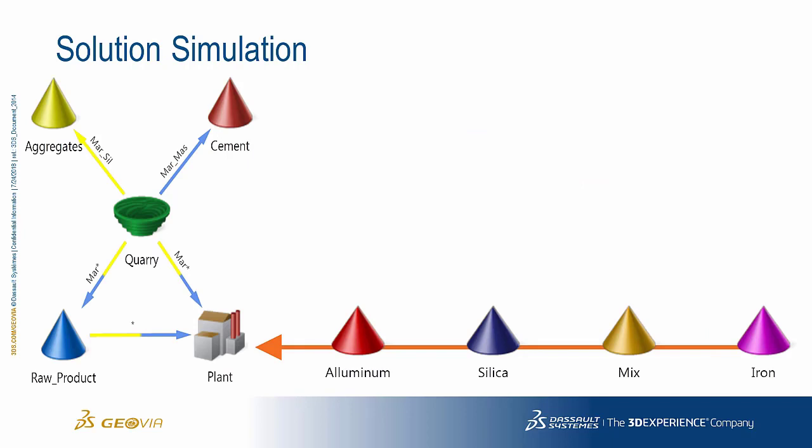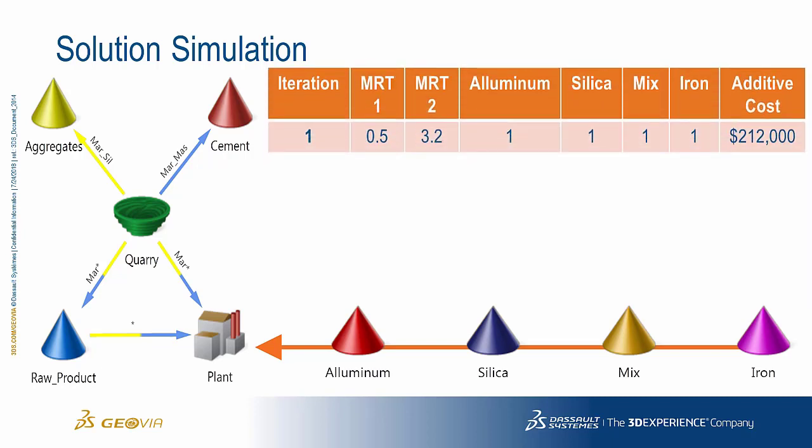So practically speaking, in our simple cement quarry example, what it may look like is something like this. For the first execution, let's imagine we pick several hundred runs for this loop. In the first execution, the first material ratio target might be 0.5, the second material ratio target might be 3.2, and the aluminum, silica, mix, and iron stockpiles, it may use the one of three. And we end up with an additive cost to the quarry of $212,000 for the life of the schedule.